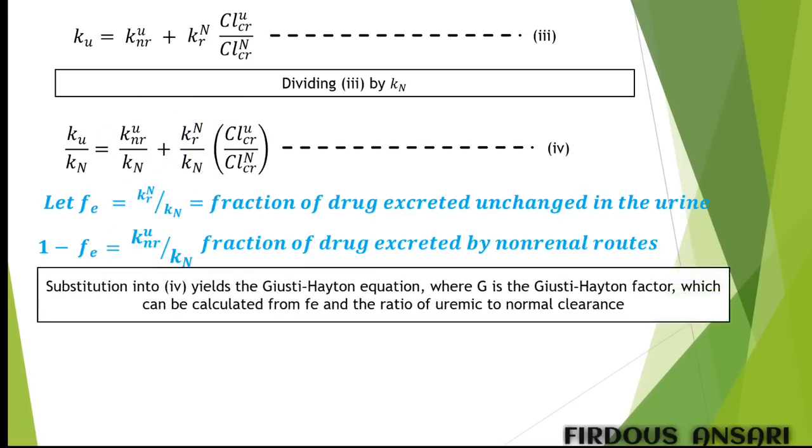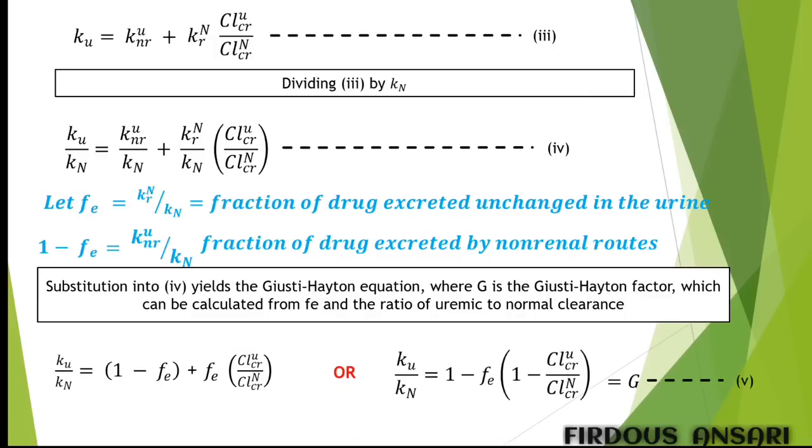So you can write it in this manner. Substituting equation 4 yields the Giusti-Hayton equation, where G is the Giusti-Hayton factor, which can be calculated from Fe and the ratio of uremic to normal clearance. Okay, in this manner, or you can rewrite it in this manner also, and let it be equation number 5.